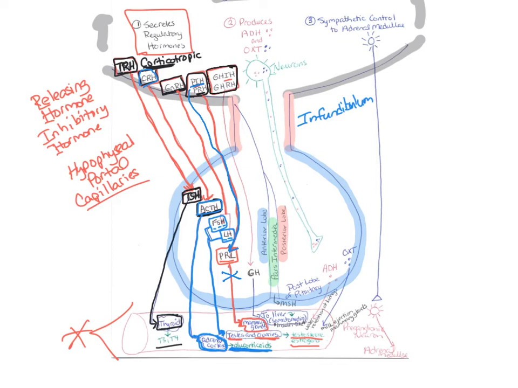Again, any releasing hormone or inhibitory hormone comes from the hypothalamus. So let's look at these. GH stands for growth hormone. So when growth hormone releasing hormone is released from the hypothalamus and targets the cells in the anterior pituitary, and again it gets there through those little hypophyseal portal capillaries, the anterior pituitary will then release growth hormone.